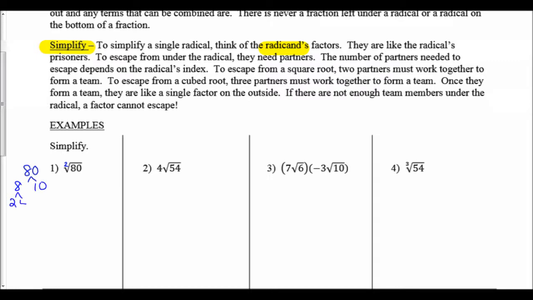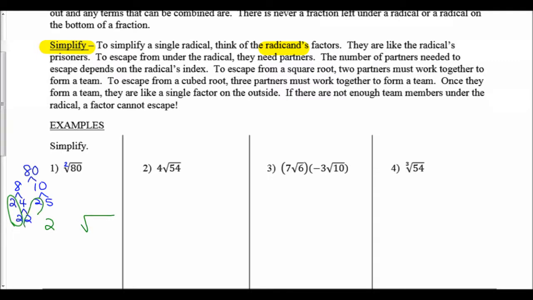8 I can then break down to 2 and 4. 4 I can break down to 2 times 2. 10 I can break down to 2 times 5. At this point, all of the ends of my factor tree are prime numbers. They can't be broken down anymore. In order to take something out from underneath a square root symbol, I need 2 to make a partner. I have 2 2's, so I can take a 2 outside of my radical.